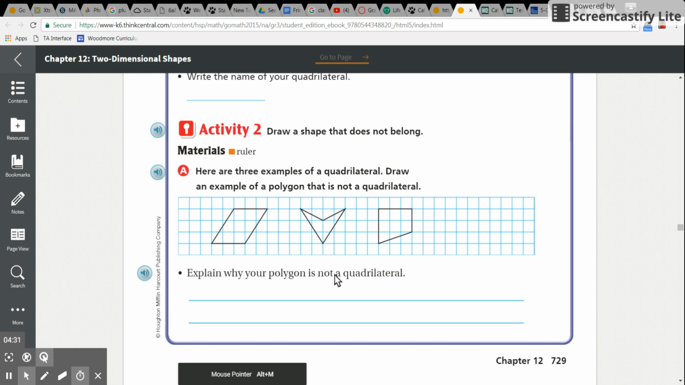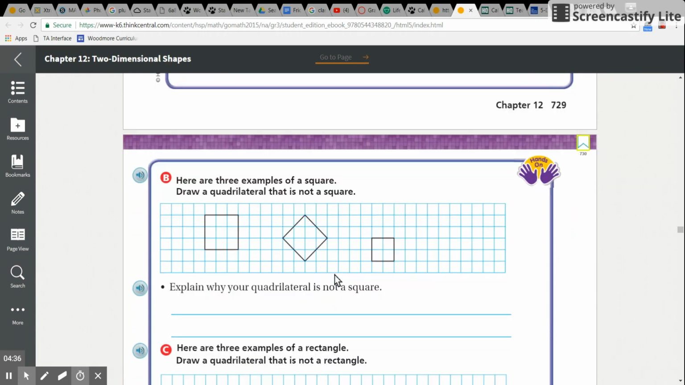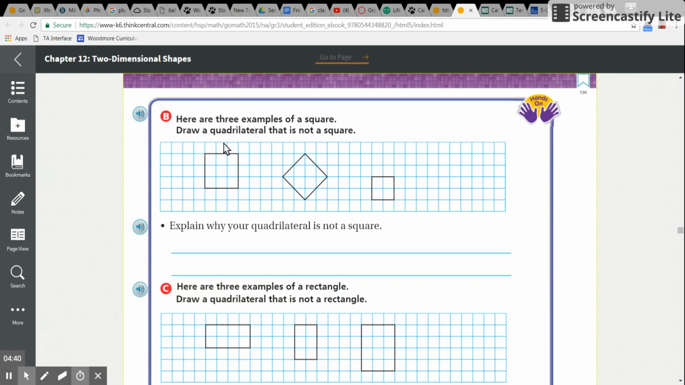Most of you probably chose something correct. Now we're going to try to scroll through here. Here we go. B. Here are three examples of a square. Draw a quadrilateral that is not a square. So now we've got to make sure it's a quadrilateral, but one that is not a square. So go ahead and press pause, draw it, then explain why it's not a square.